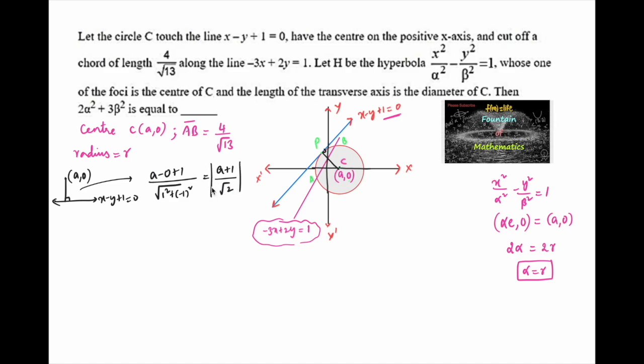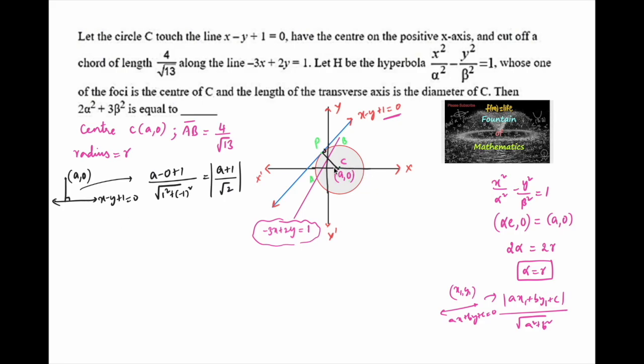So you can apply the mod. Since we know that the perpendicular distance formula is (a x1 plus b y1 plus c) upon root of a square plus b square, which is the perpendicular distance from the point (x1, y1) upon the line ax plus by plus c is equal to 0.